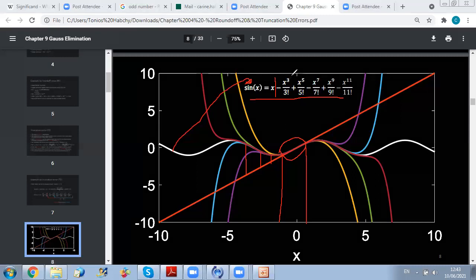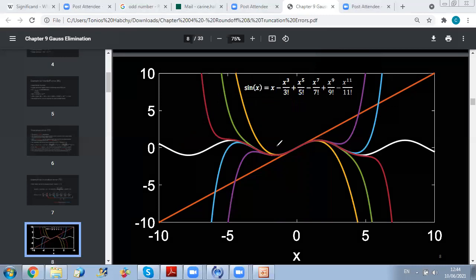While if I take 2 terms instead of 1 term, if I do the truncation at this level, if I represent x minus x^3 over 3 factorial, I will get the yellow curve. So this is represented by the yellow curve. And if you compare now, I will just clear a little bit so that you can see it in a clearer way. If you look at the yellow curve, it's more matching.